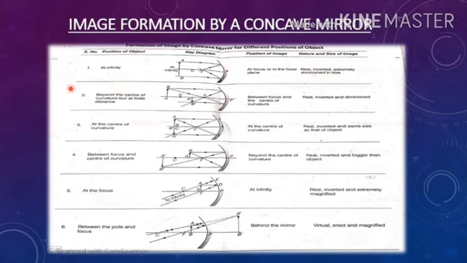Second case is beyond the center of curvature. When an object is placed beyond the center of curvature, then the position of the image is between the focus and the center of curvature. Its nature is real, inverted, and diminished.